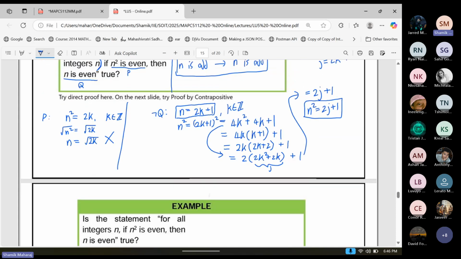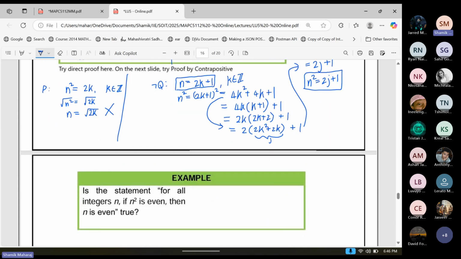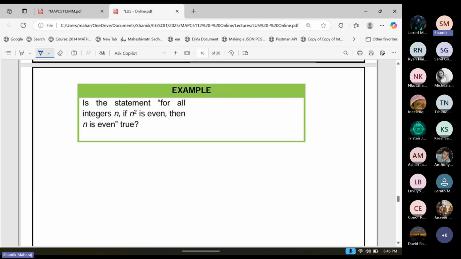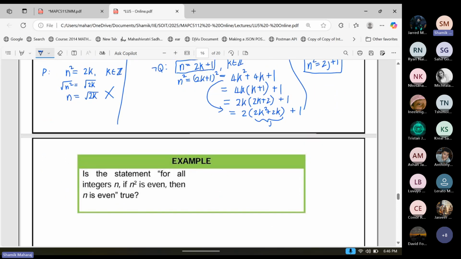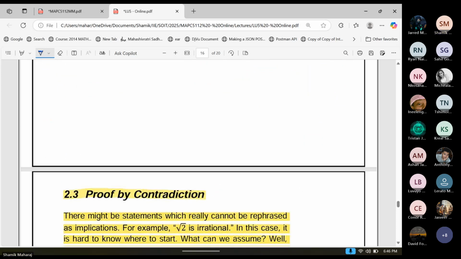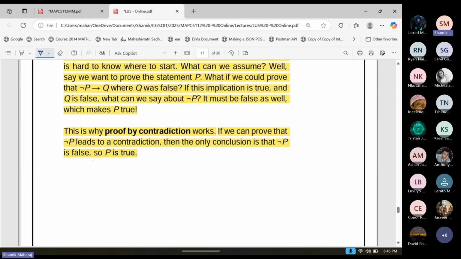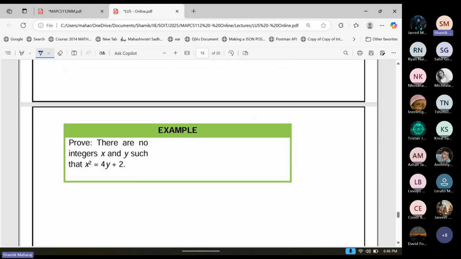Why is this thing here 2 times? Oh, okay, it's because this was the space given to do the example. It's the same one. I just squeezed it all into this little space for some reason. Okay, proof by contradiction. I hope there's not a very difficult example here.